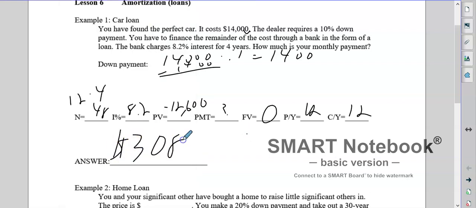So 308.79. And again, they would give you an amortization schedule which would tell you what part of this every month is going to interest and what part of it is going to principal.